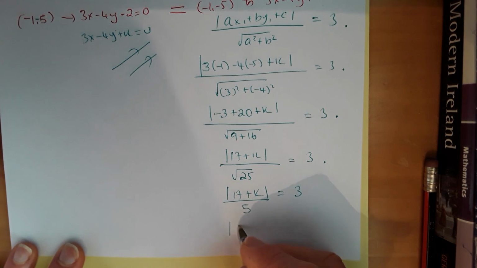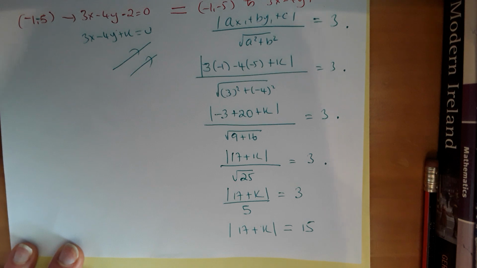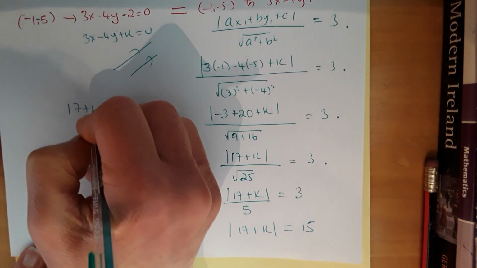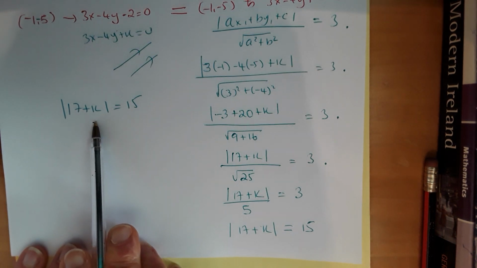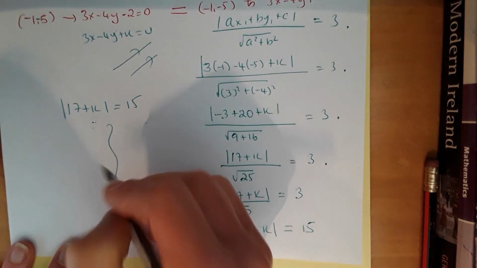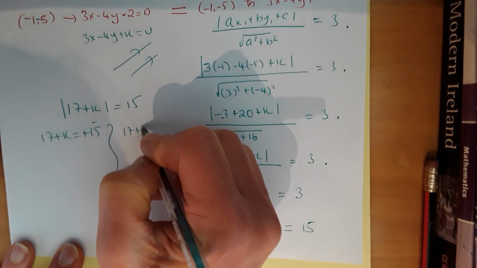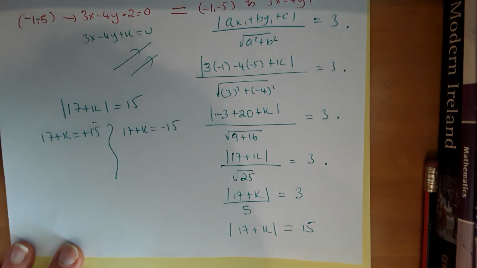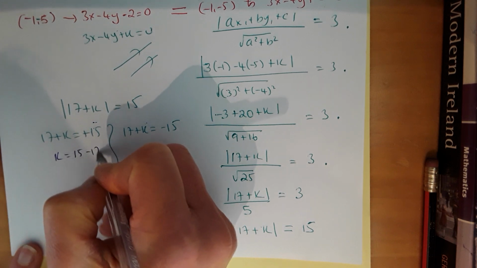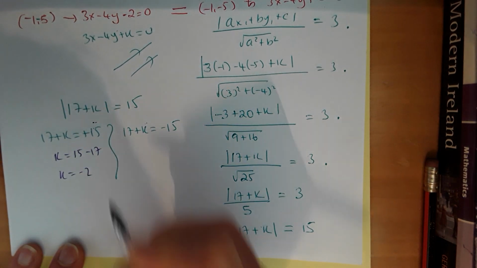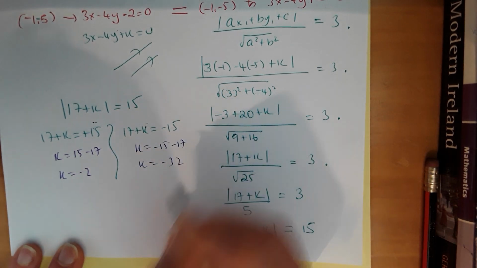Like when we did earlier, the modulus of 17 plus k, cross multiply, and 5 3s are 15. So to get rid of my modulus, 17 plus k is equal to 15. Remember what I said, you have one option of squaring both sides, or else the other option is take the positive 15 and leave it equal to, and take the negative 15 and solve it. So what have I got? k is equal to 15 minus 17, so k is -2. k is equal to -17 minus 15, so k is -32.